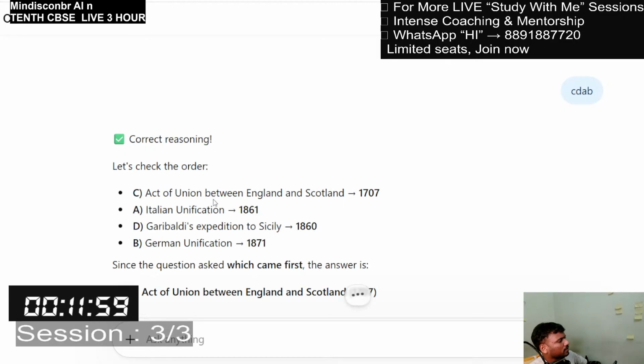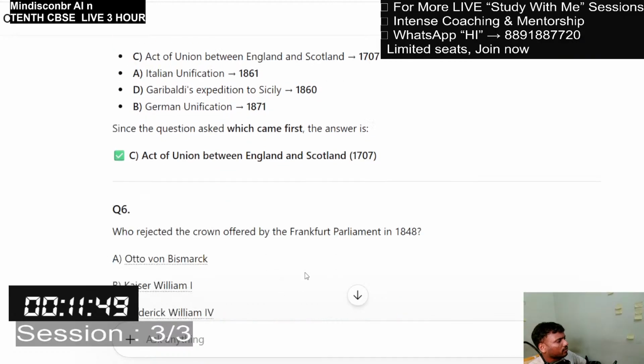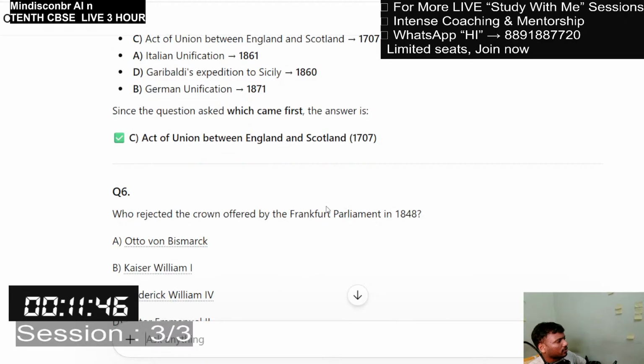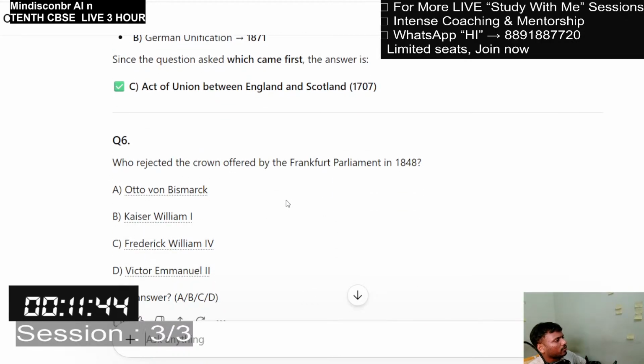Correct. Act of Union between England and Scotland, 1707. Italian unification, 1861. Garibaldi's expedition to Sicily, 1860. German unification, 1871. Since the question asked which came first, the answer is Act of Union between England and Scotland, 1707.